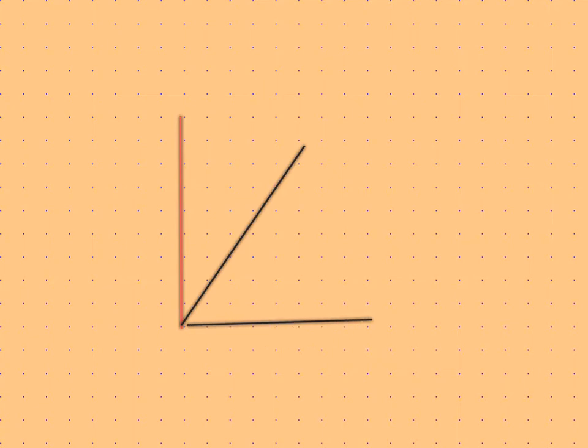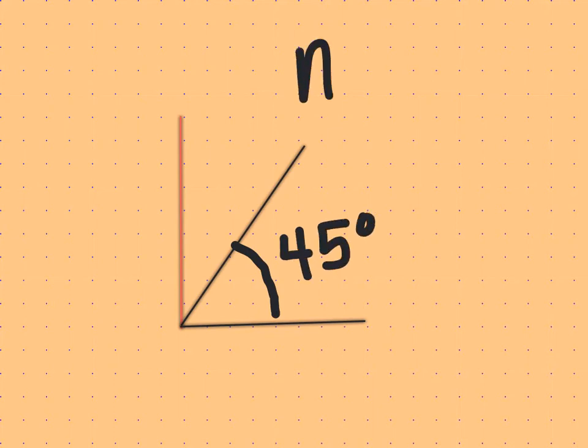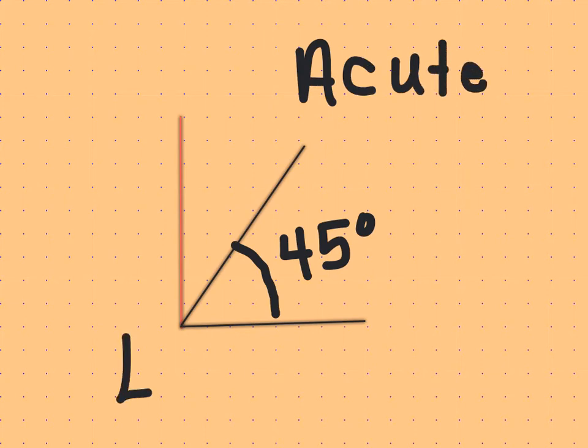That's why we call it cute, because it's little. Funny, huh? So, if I were to use my protractor and measure this, I would say that this angle would measure about 45 degrees. And it's an acute angle. It measures less than 90 degrees.